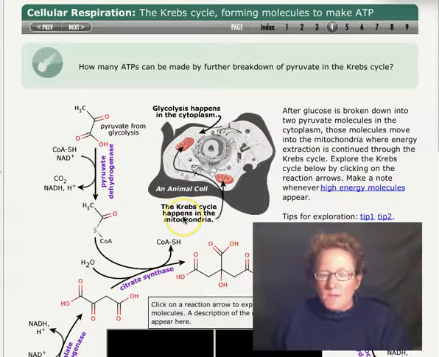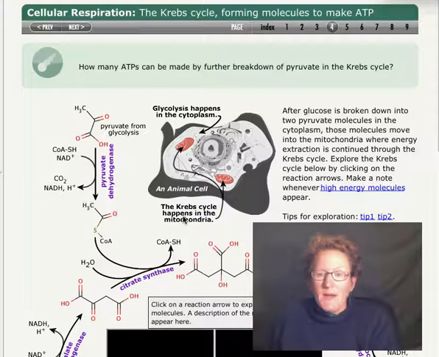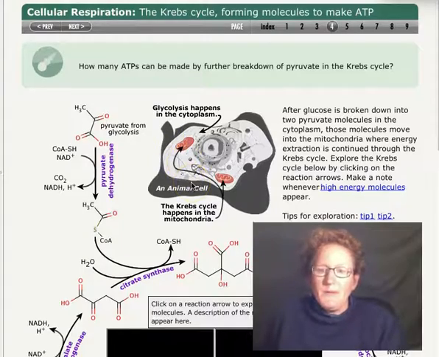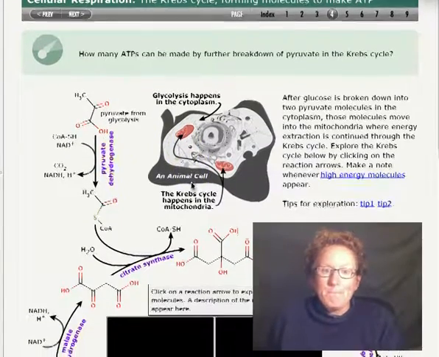When we go to the Krebs cycle, the last half of cellular respiration, the last part of making ATP, transferring the energy of glucose to other molecules called ATP, that happens in the mitochondria. They look like little beans. And we'll get some more details on what those little beans do here in a moment.